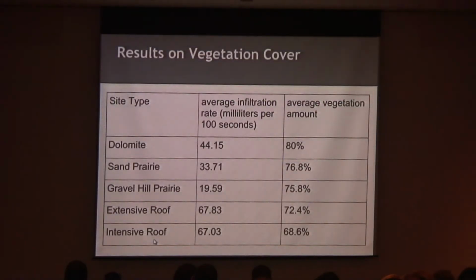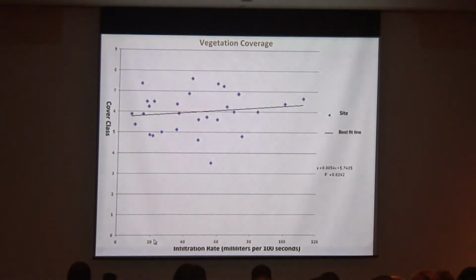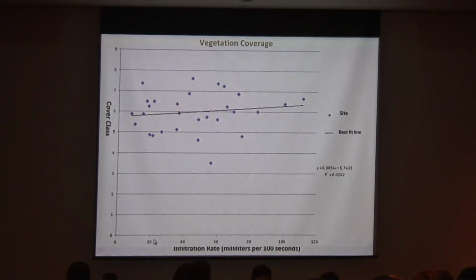And here is basically my overall project between average infiltration rate and vegetation cover, and here is a graphic form of that table. You can see in the best fit line that from an increase of infiltration rate and an increase of cover class, there is a very, very slight increase. However, it's not really significant, but there is some sort of increase.